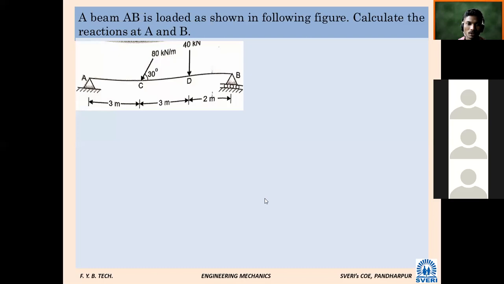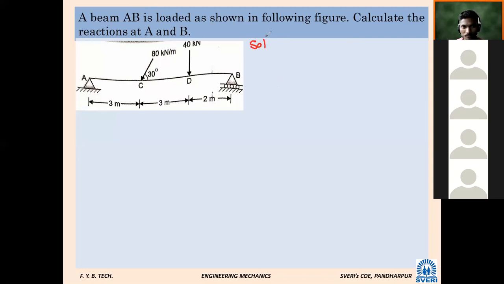Roll number. What is the type of support at point A? Hinged support. At point B, what is the type of support? Roller support. How many reactions will be there at point A? Two. Two reactions. Very simple. Try to solve this problem and tell the answers.